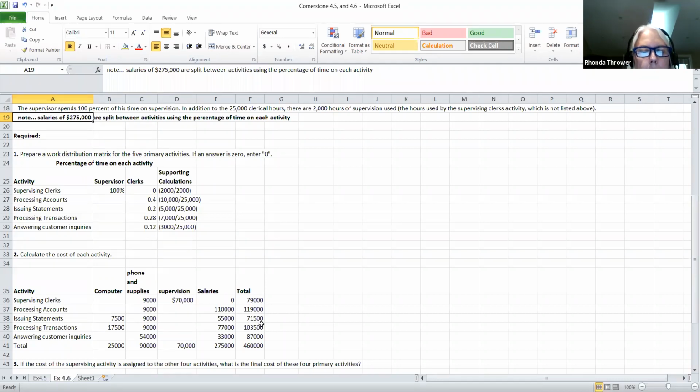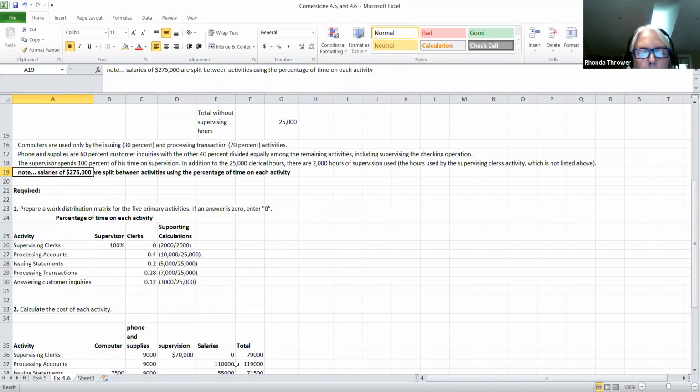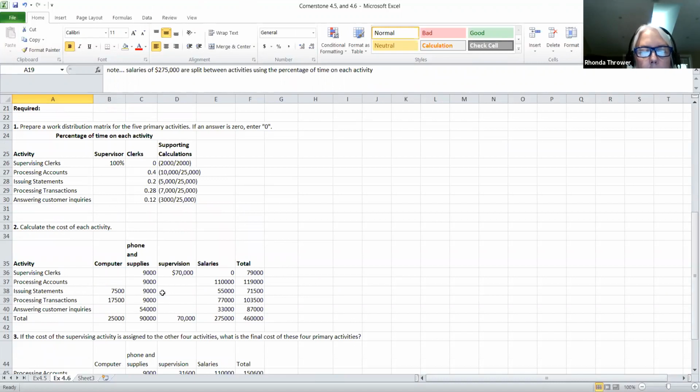Once you've got all the costs, add them together just to make sure that this comes up to the $460,000 total. That was the system of checks and balances. Either way, across or straight down, it should give you $460,000. And that's the way you can check to make sure that you've done everything correct.